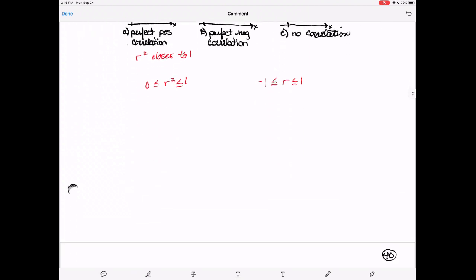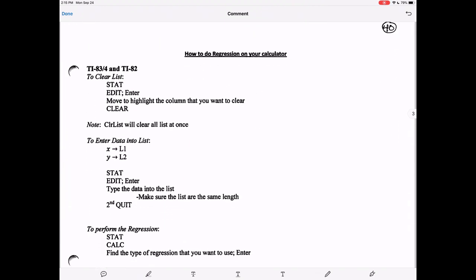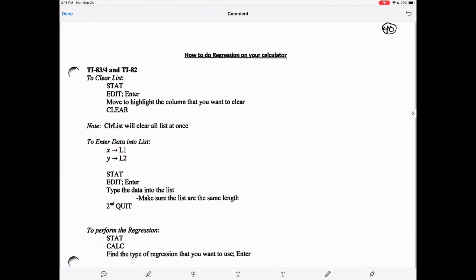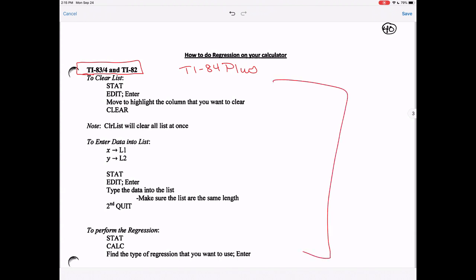Now, the next 2 pages are all about how you enter this into your calculator. If you have a TI-84, TI-83, or TI-82 Plus, all of these, this is how you do it. If you have a TI-84 Plus, which is what 90% of the students have, this is how you do it.